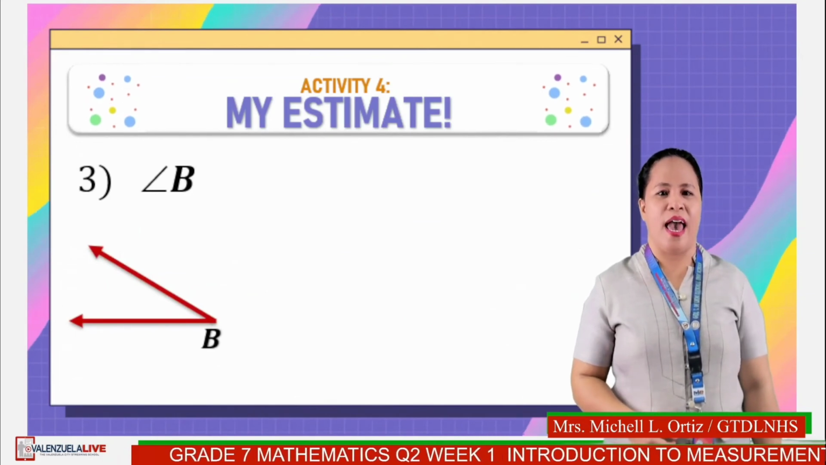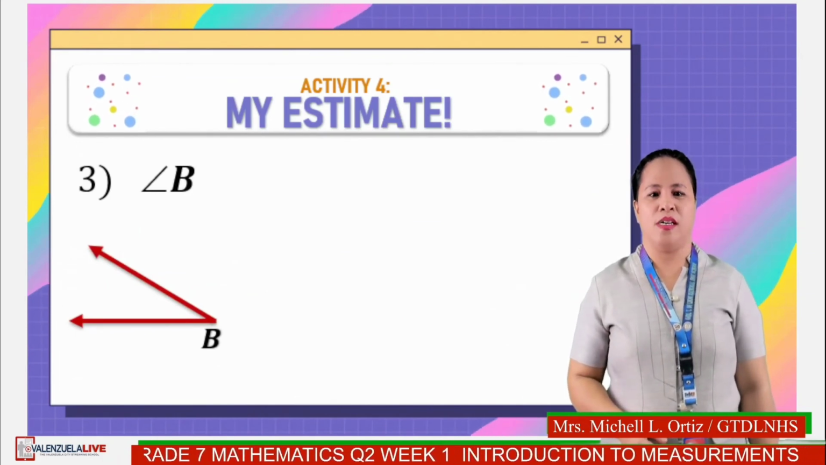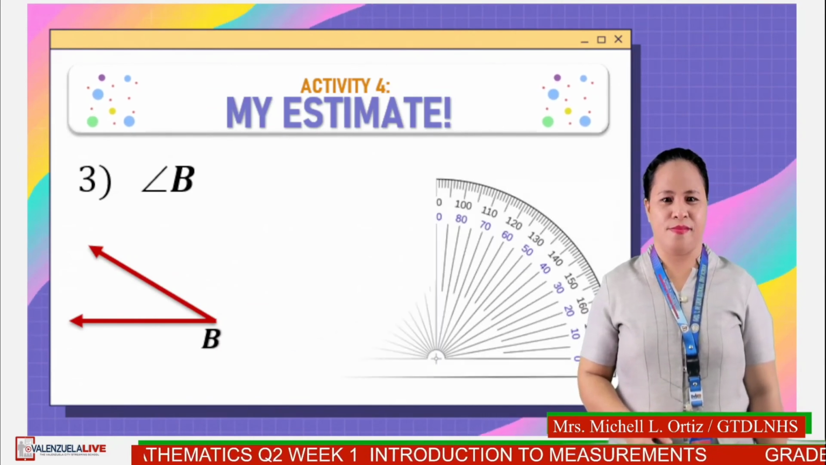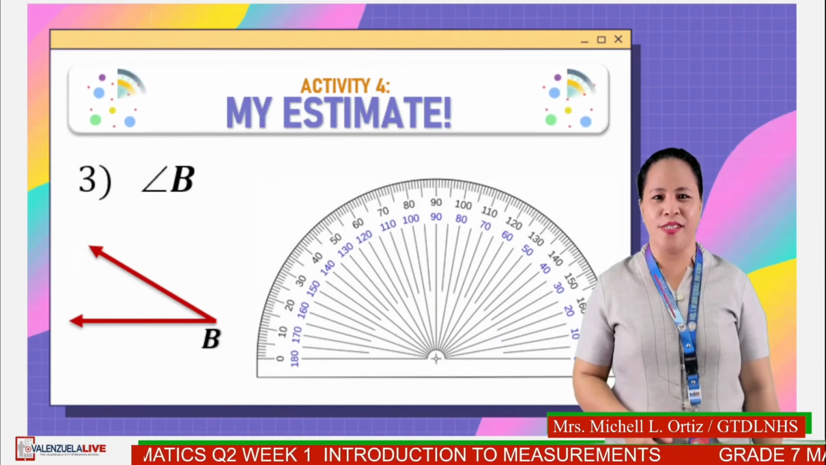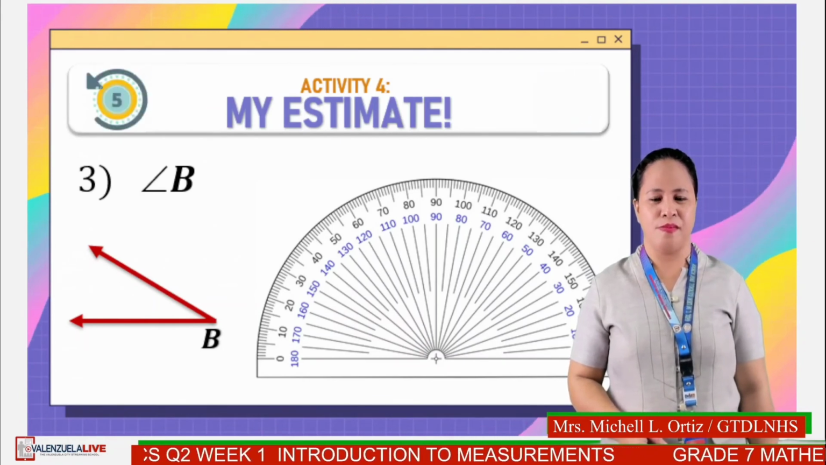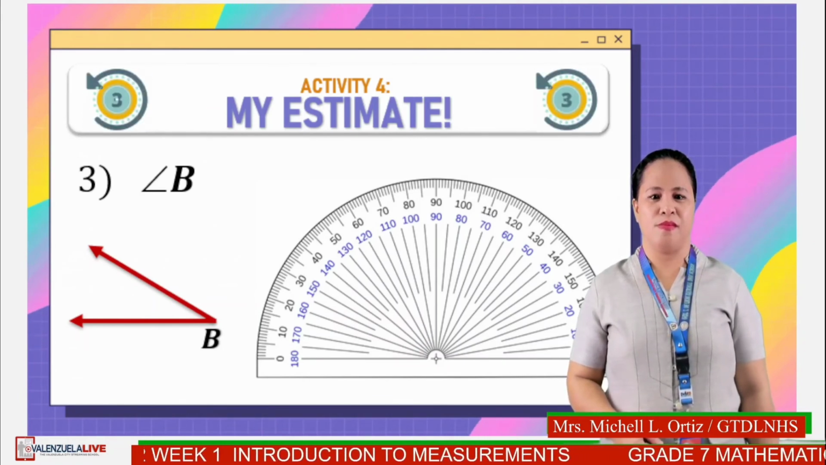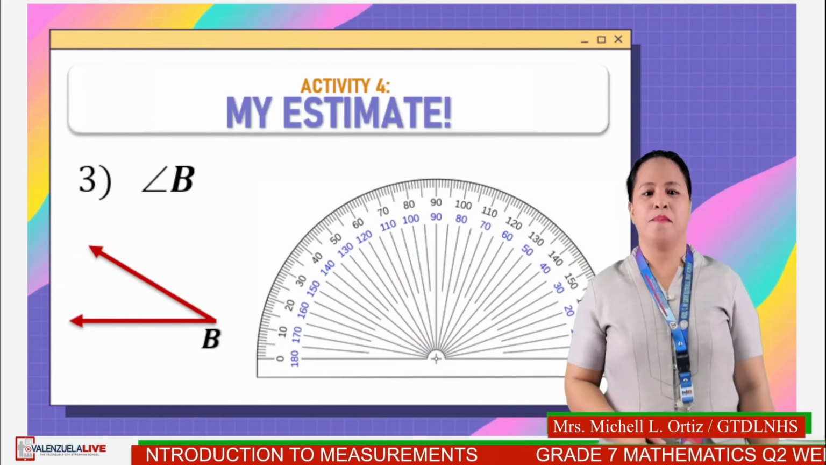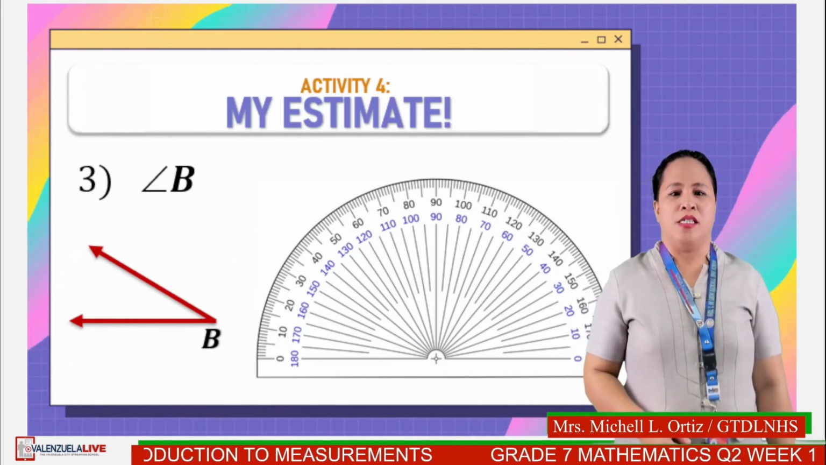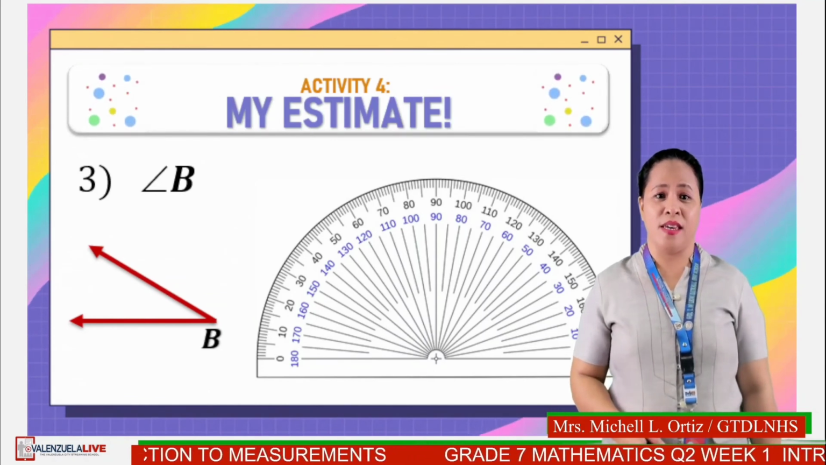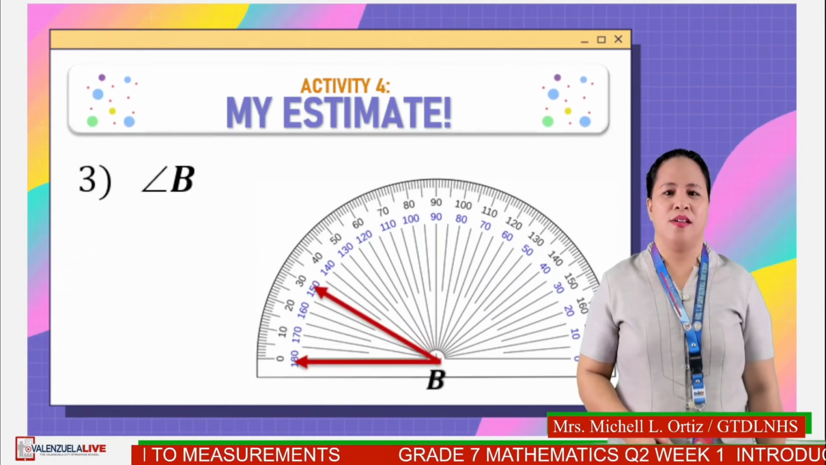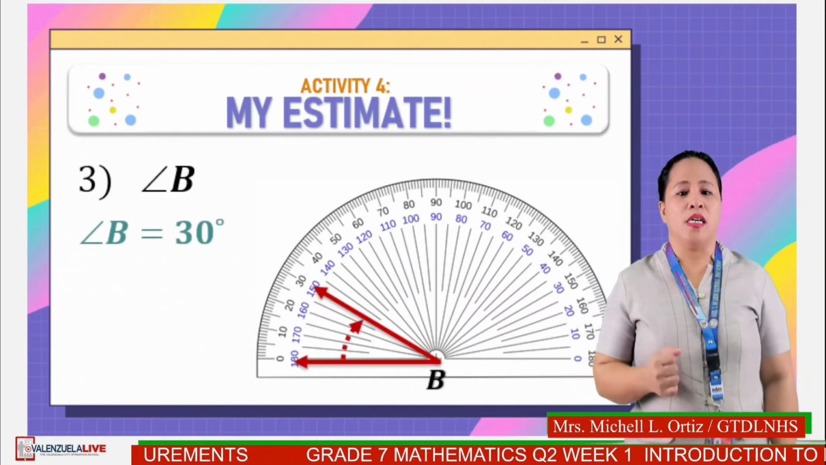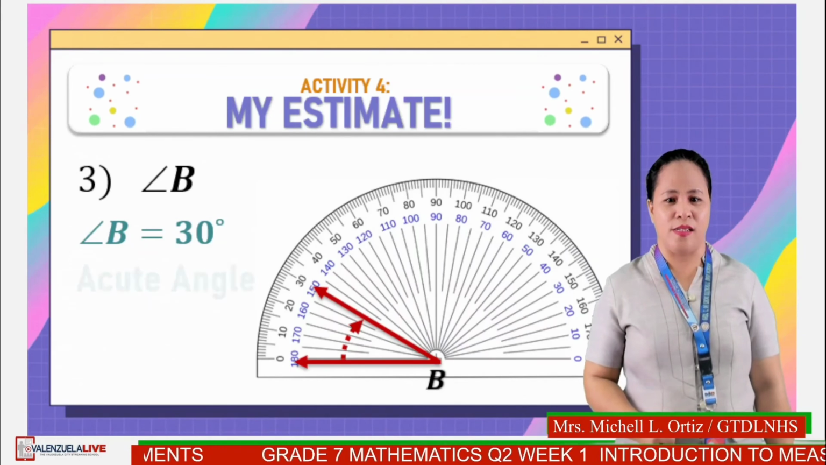Number 3. Angle B. Can you give your estimate? 5 seconds. Go. The measure of angle B is 30 degrees. It is an acute angle.